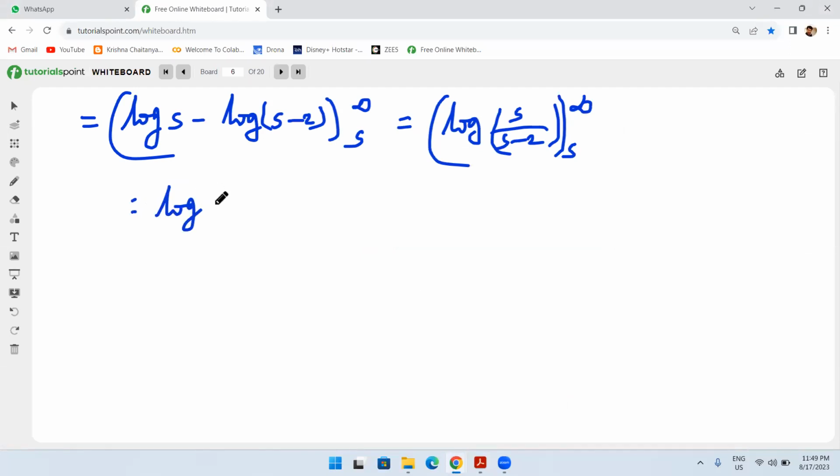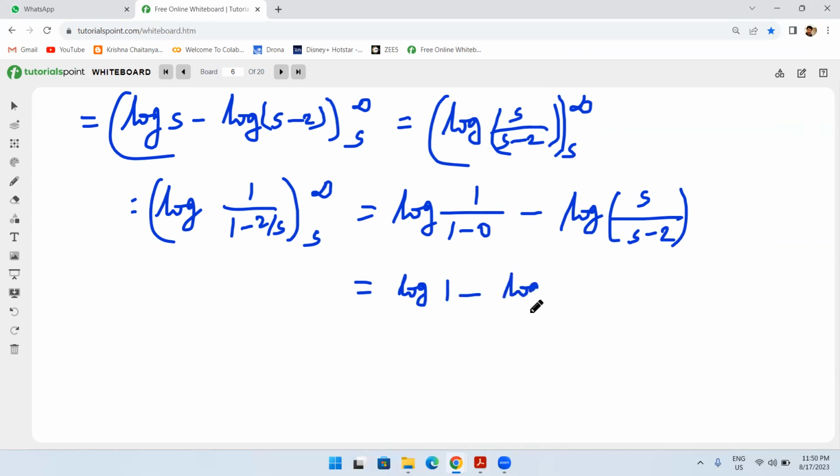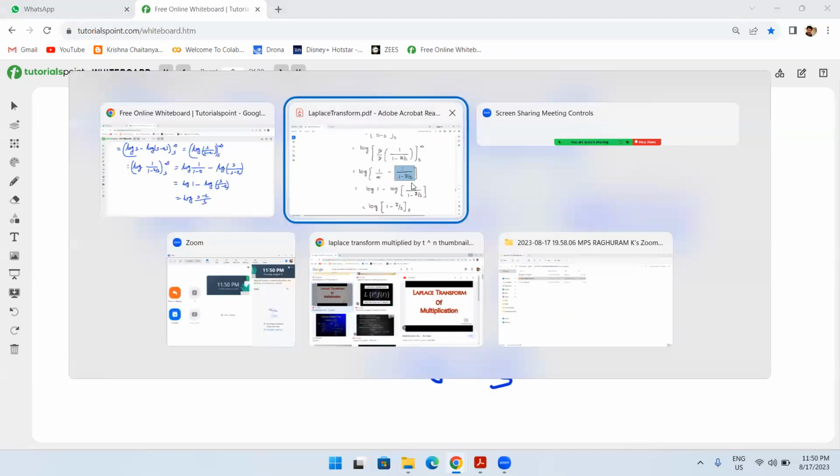After taking s common, we get log of 1 by 1 minus 2 by s from s to infinity. Now if we substitute infinity, we get log 1 by 1 minus 0, minus log, as it is, I'm writing in the previous form, that is s by s minus 2. We can get into the previous form, because for s there is no problem. Here we get log 1 by 1 minus 0, which is log 1, minus log s by s minus 2. So log 1 is anyway 0, and 0 minus this one, we can avoid the minus, and the reciprocal of this one is s minus 2 by s.